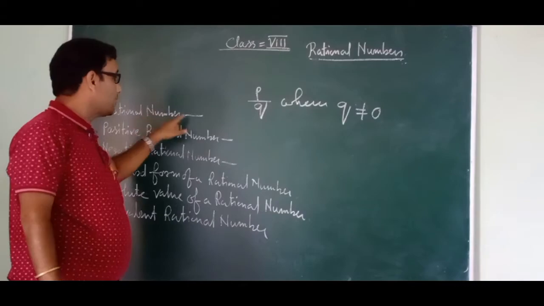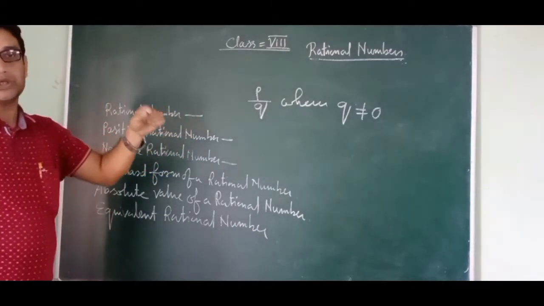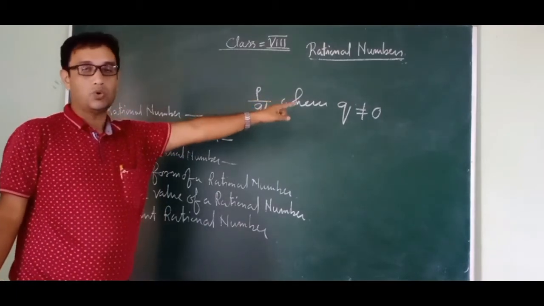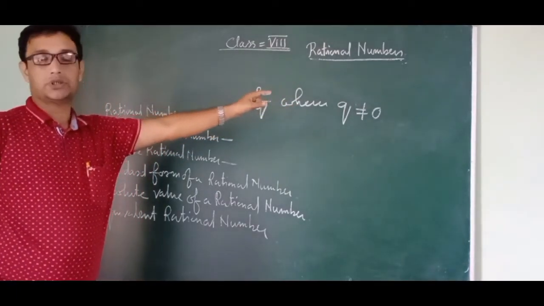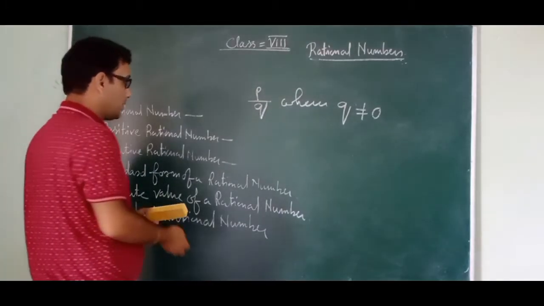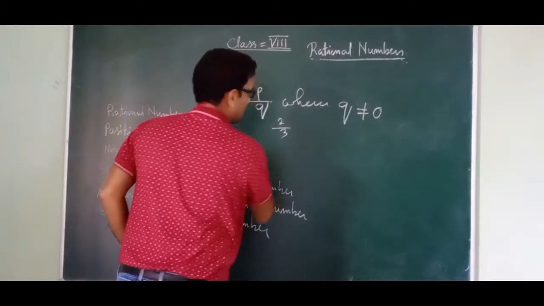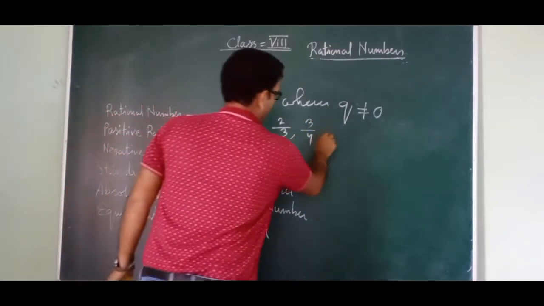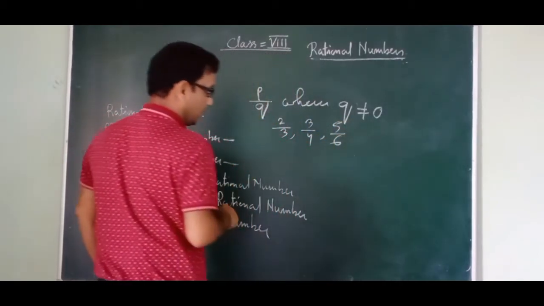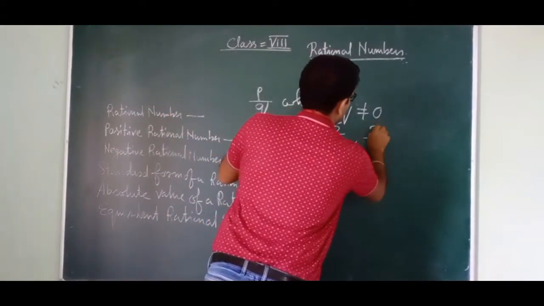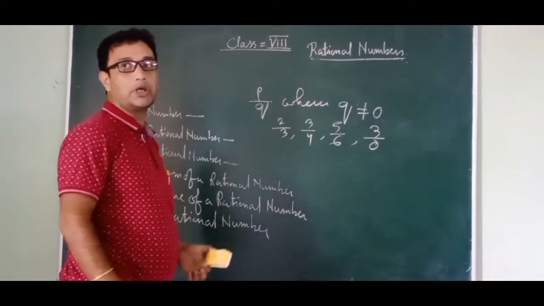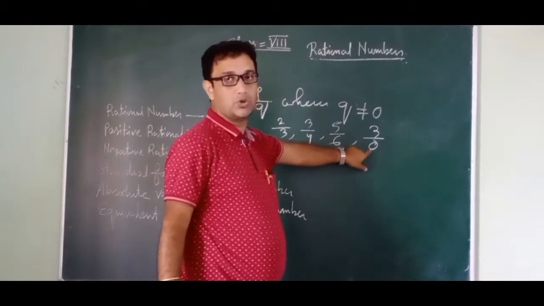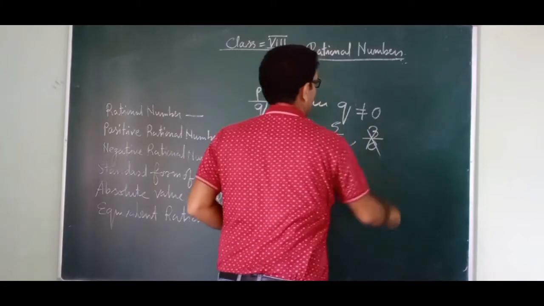So rational number means what? The numbers which are in the form of p by q, where q is not equal to 0, are called rational numbers. For example, 2 by 3 is a rational number, 3 by 4 also is a rational number, 5 by 6 also is a rational number. But if we write 3 by 0, then it will not become a rational number. Why? Because here the denominator value q is 0.